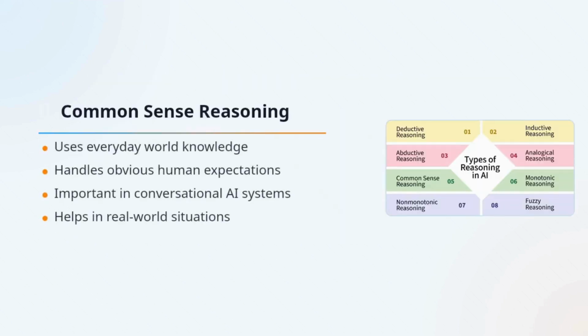Common sense reasoning helps AI deal with everyday situations that humans understand naturally. For example, if it is raining, we expect the ground to become wet, even if nobody says it directly. This type of reasoning is very important in assistants like Siri and Alexa, because users expect natural and sensible responses. It is also useful in autonomous vehicles, where AI must anticipate ordinary events like pedestrians crossing the road.